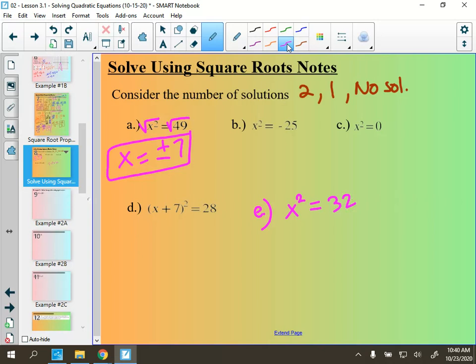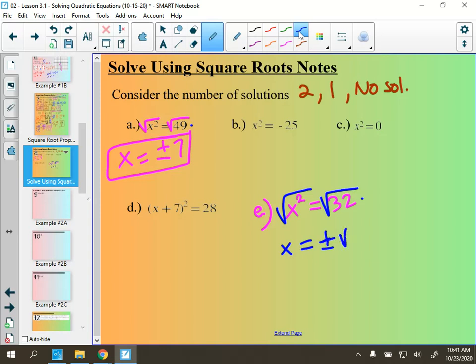Not much different than we just saw right there. X squared equals 49, x squared equals 32, except what's the difference? Well, obviously it's a different number, but 49 was a perfect square. 32 is not. So what? Doesn't matter. So when I go to square root this, what did we just say was kind of the suggestion? Automatic. Make it plus minus.